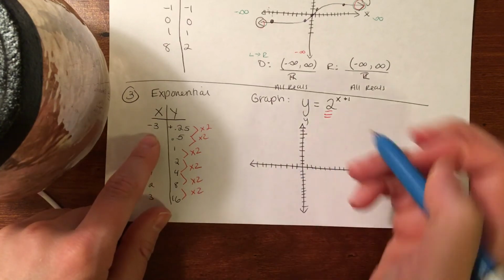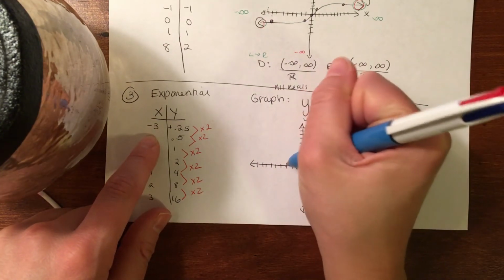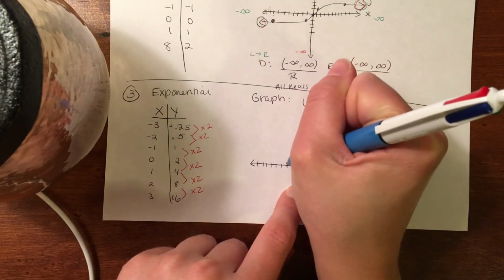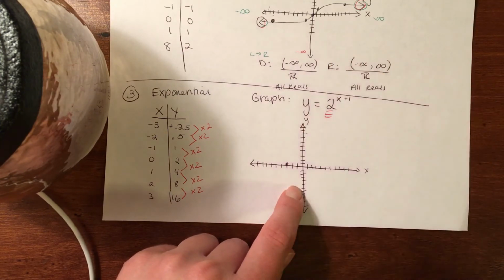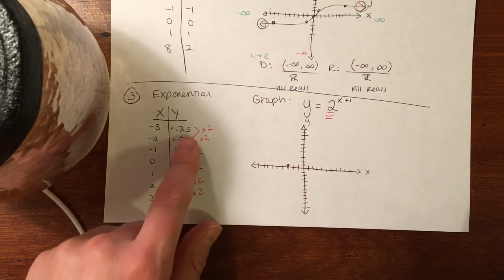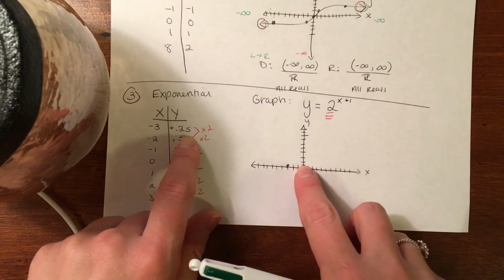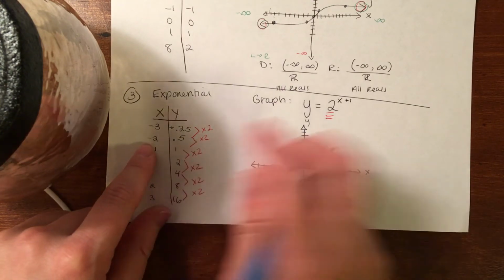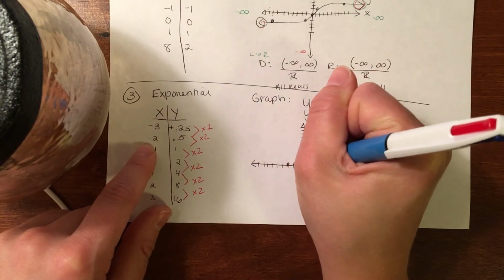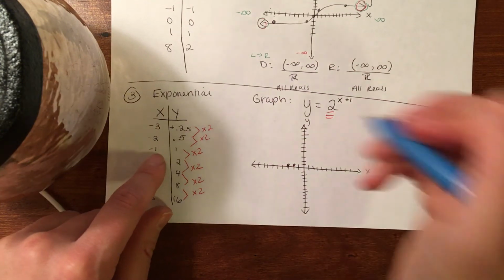All right, the point -3, 0.25. 1, 2, 3, up 0.25. You're not going all the way up to 1. You're close to that line, but you're not touching it. Okay, it's like 25 cents. It's not a full dollar, so I can't go up to that 1. -2, 0.5 would be just a little bit above that. You can hardly tell the difference.